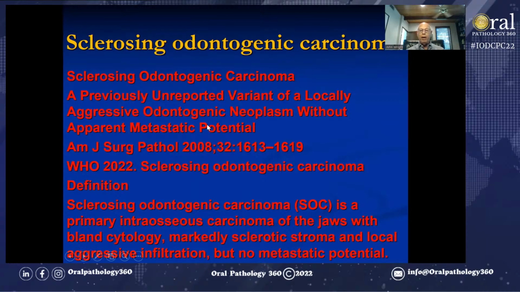In the original paper, they said that this tumor had no apparent metastatic potential. Well, words have meaning. And the word carcinoma means epithelial malignancy. And if you have a new tumor that doesn't have metastatic potential, don't call it a carcinoma. And the WHO in 2022, under its definition, said no metastatic potential. So I would argue if this tumor exists at all, it is clearly misnamed. But even if it does exist, I don't know how to make the diagnosis.